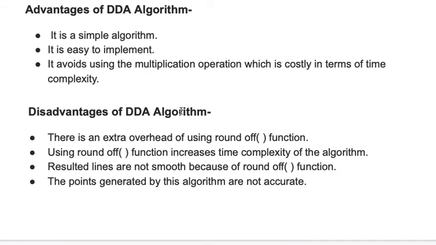The disadvantage of the DDA algorithm is an extra overhead of using round-off functions. Using round-off functions increases the time complexity of the algorithm. The resulting lines are not smooth because of round-off functions, and the points generated by this algorithm are not accurate.